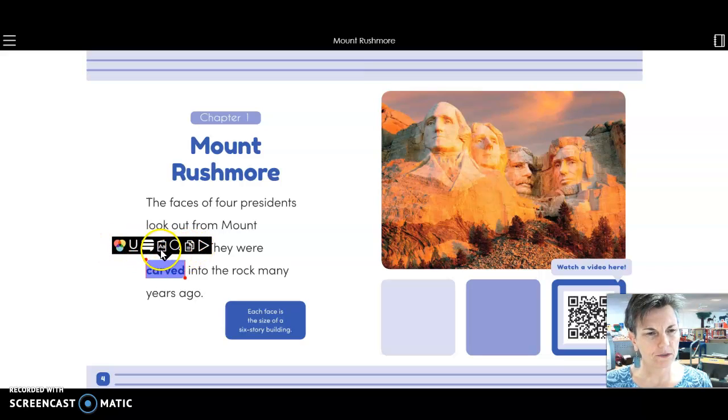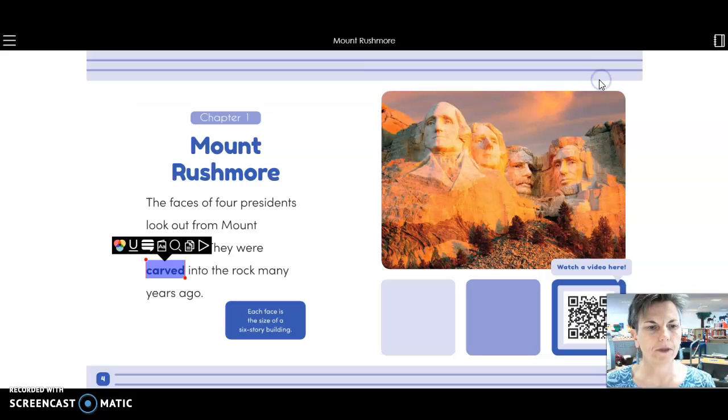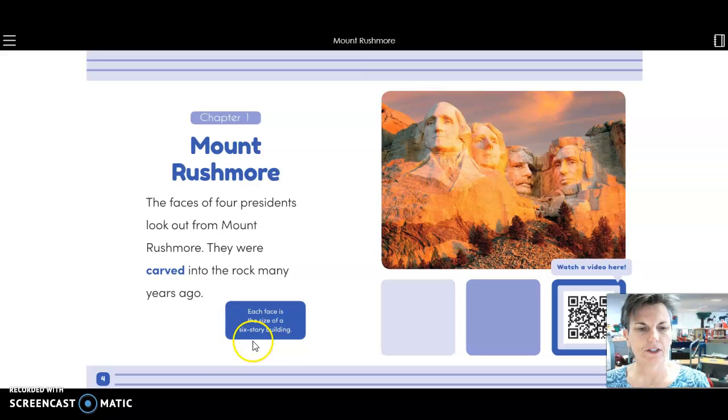So if you click on this one that has the letters on there, that's the dictionary. So it tells us what carve means. And it will even pronounce it for you. Carve. Okay, carve is a verb that means to cut with care, to make or get by cutting, or to slice and serve. So it's probably the first 2 meanings for what we're reading, right? Okay, so then we go back here. Okay, they were carved into rock many years ago.